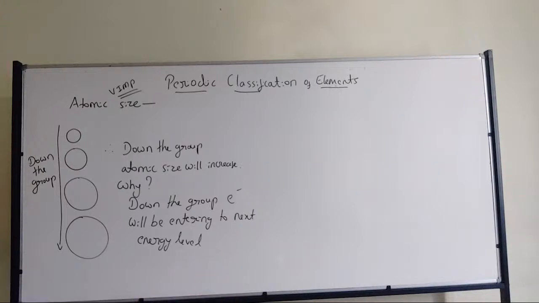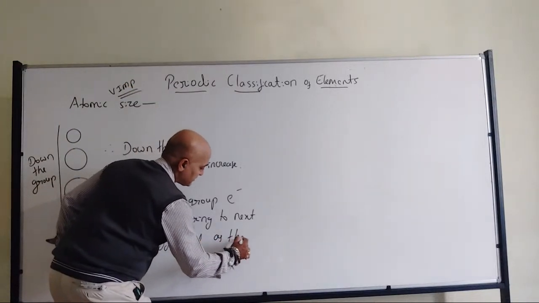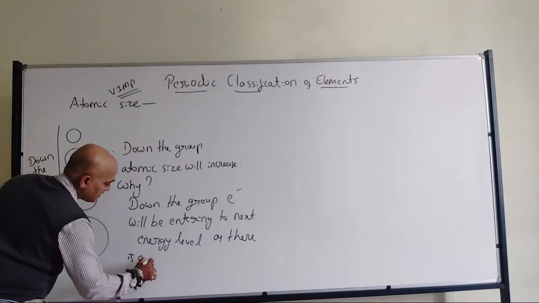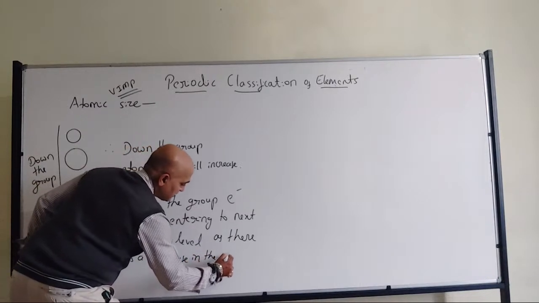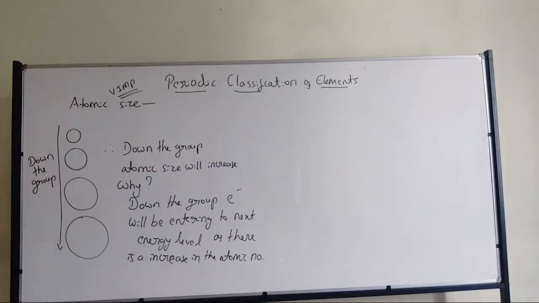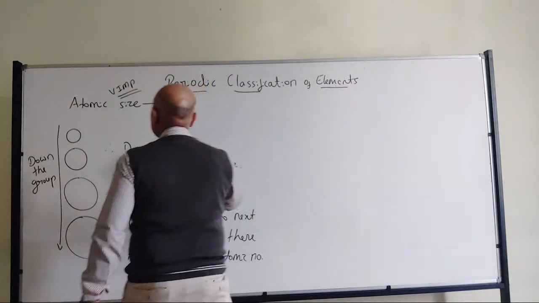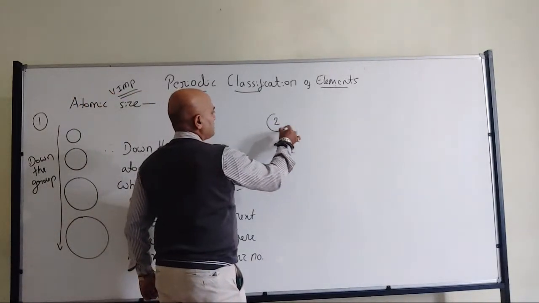Or we can further extend: down the group, electrons will be entering into the next energy level as there is an increase in the atomic number. So that's what will happen down the group. However, what will happen across the period?